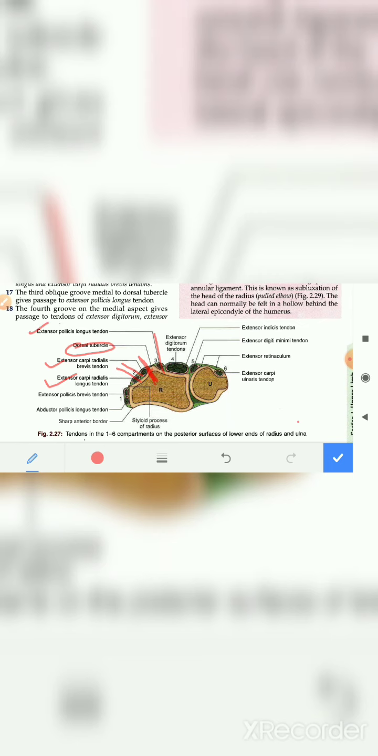Then medial to this there is extensor digitorum tendon, and medial to this there is extensor indicis tendon. Okay, these are the relationships of the posterior surface of the lower end.